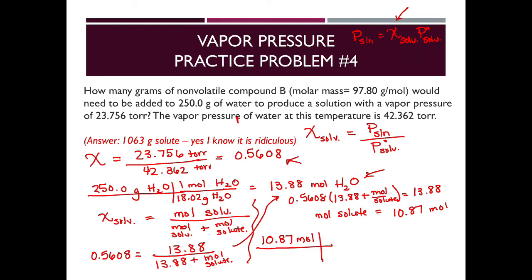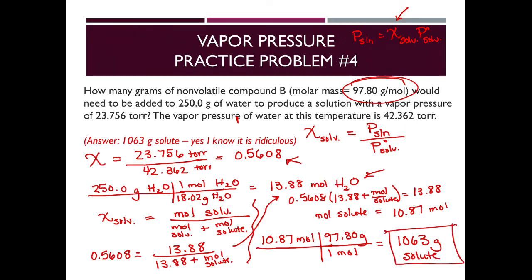We have the molar mass of our solute, even though we don't know what it is, right? For every 1 mole of our solute, we have 97.80 grams of our solute, and we can multiply those out and get this ridiculous amount of our solute. So this is just kind of working backwards. The tricky part, I would say, is this step: plugging things in to solve for our moles of solute so that you can use your molar mass and calculate all of that out.